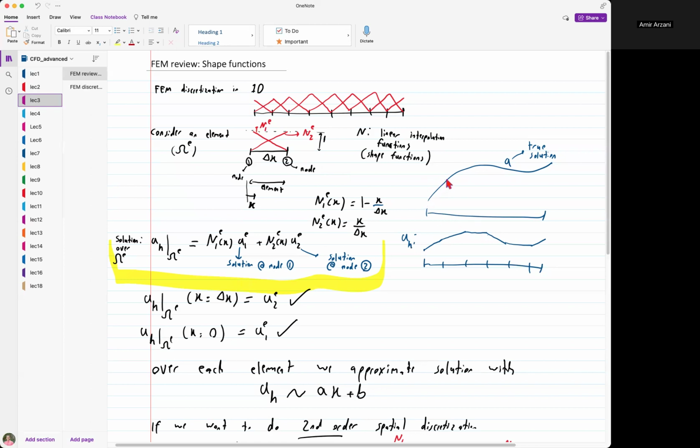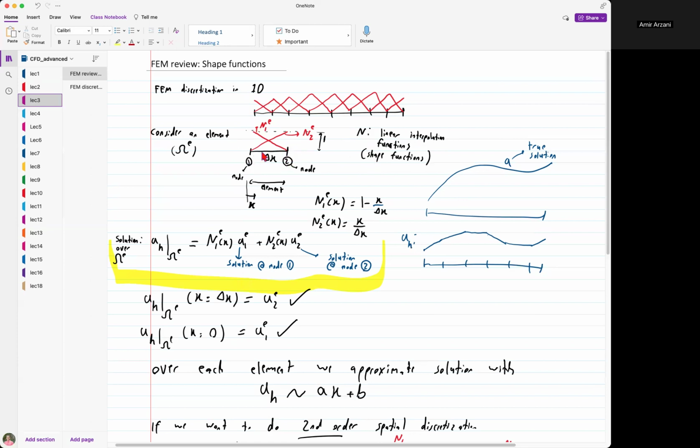All I'm going to do is find the best linear function across this element. You can imagine that if this is the true solution u that satisfies the PDE, what I'm really after is dividing my domain into these small elements and finding the best piecewise linear function that's as close as possible to the true solution. So that is the goal. And we do that through these linear interpolation functions, also known as the shape functions.